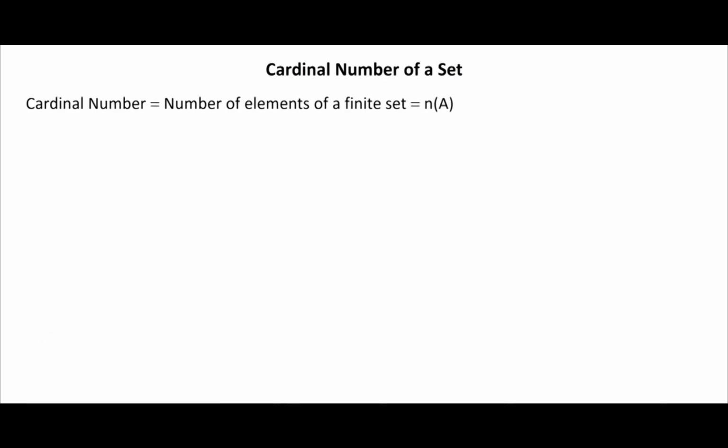Let A be a finite set. The number of elements in set A is called the cardinal number of the set. We denote it as n(A). For example, look at sets A and B on the screen. The number of elements in the set A is 5, so n(A) is 5. The number of elements in the set B is 8, so n(B) is 8.